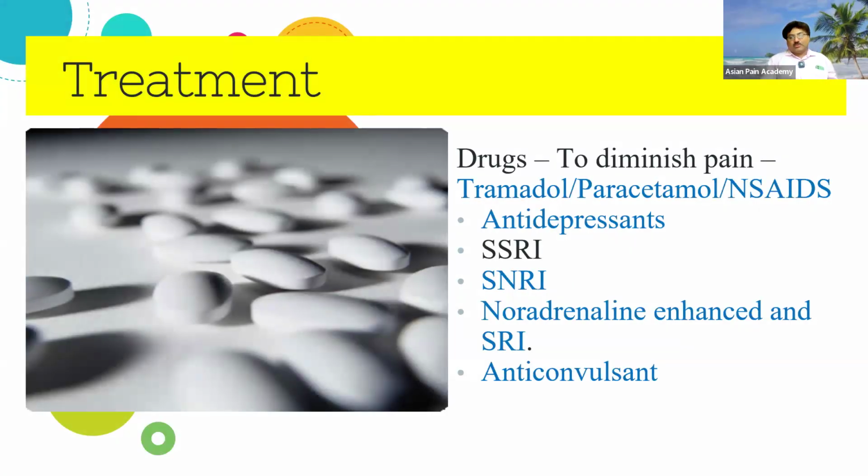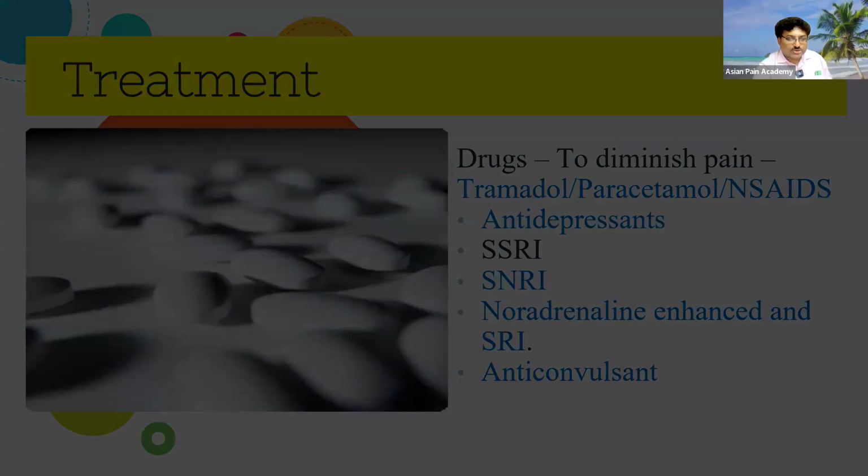Now coming to the treatment options. Here we have certain drugs that have been found to be helpful in diminishing the pain. We have tramadol, paracetamol, and NSAIDs. We have to use them judiciously according to their individual guidelines. Among the antidepressants, it has been found that TCAs, SNRIs, and SSRIs, as well as the noradrenaline-enhanced SNRI, basically milnacipran, are also very effective. Also the anticonvulsant group like pregabalin and gabapentin are useful.